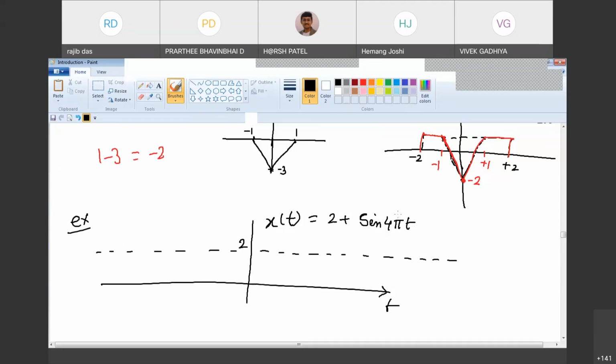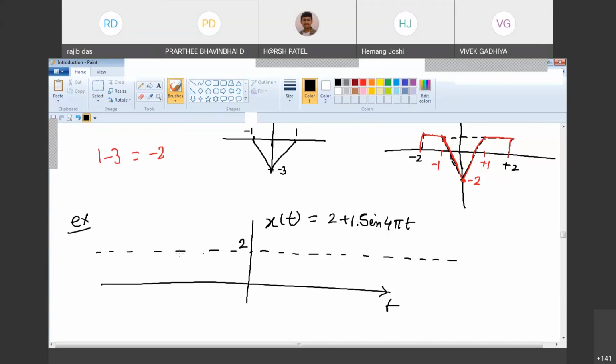2 hertz. Okay. Always mention the unit. It's 2 hertz. Or you can write the angular frequency is 4 pi radian per second. So it will start from 0 onward. And what is the amplitude? Amplitude is not given, means 1. So maximum height will be 1.